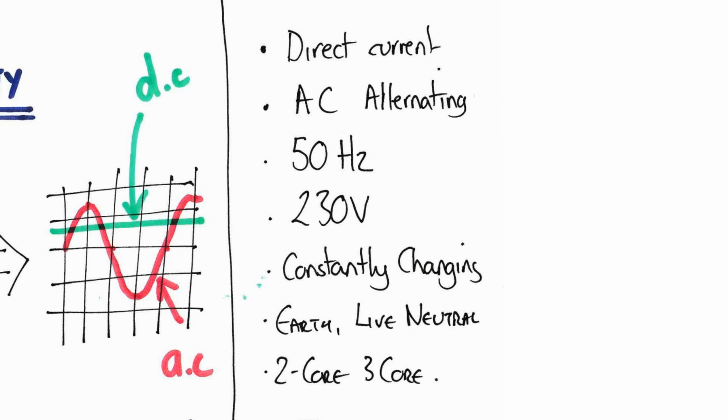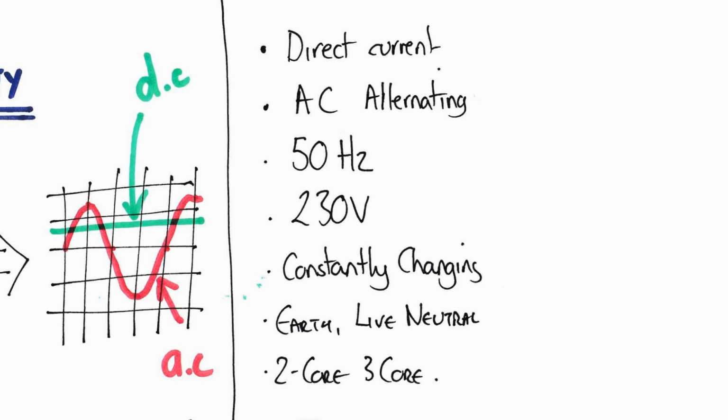The earth is at 0 volts. The live is at 230 volts AC, so it's changing, and the neutral just hovers ever so slightly around 0 volts. It does fluctuate a little bit. It just goes up and down, up and down, but a very, very small amount. The neutral does it.